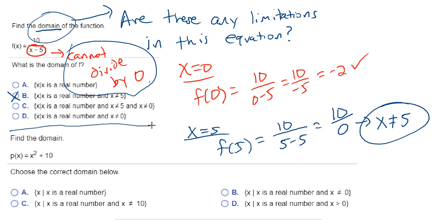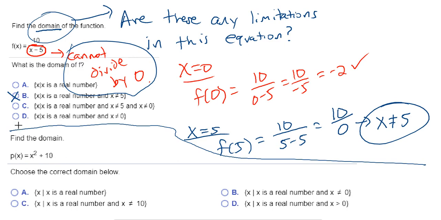Now for the second example that I've squeezed down here at the bottom of the screen, we ask ourselves the same question. Let's start with the assumption that the domain is all real numbers, and then ask ourselves, are there any limitations in this equation? Do I have to worry about dividing by 0? No, because there's no division going on in this problem, so I don't have to worry about dividing by 0. That's not a limitation here.